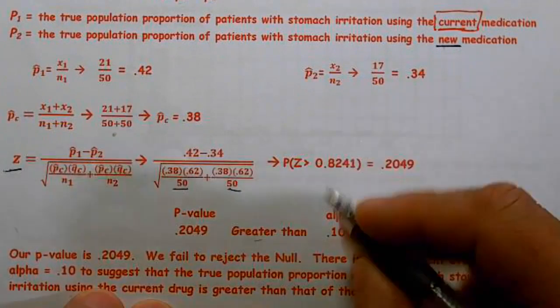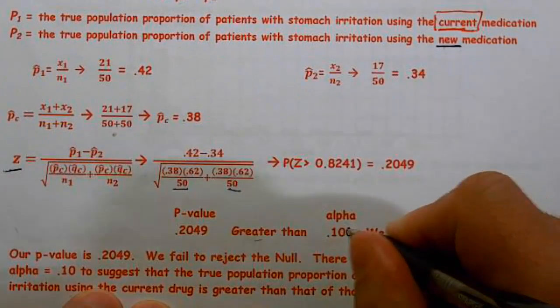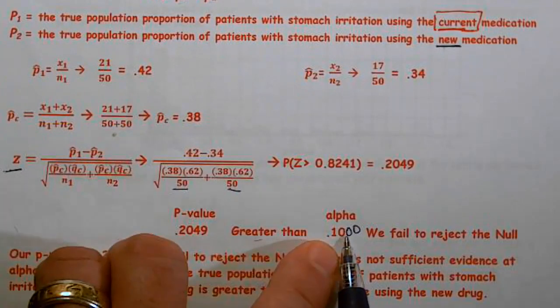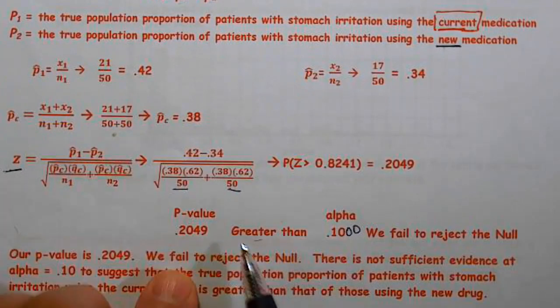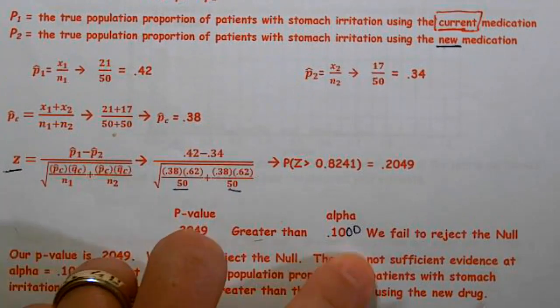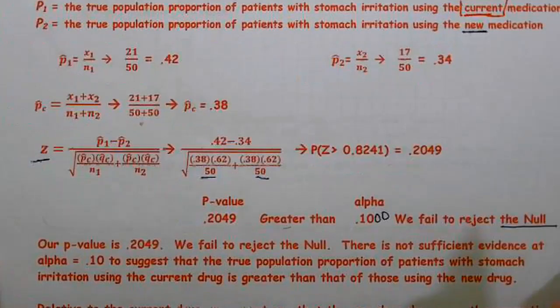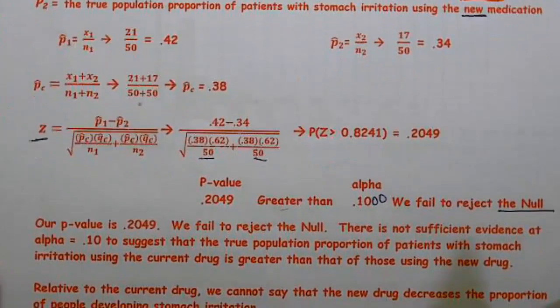And once again, I know y'all are awesome, smart people, but I like to make these the same length. And 2049 is obviously larger than 1000. So it's greater than, so we failed to reject. What are we failing to reject? The null. So please include that. So our sentence: our p-value is 0.2049 and we failed to reject the null.